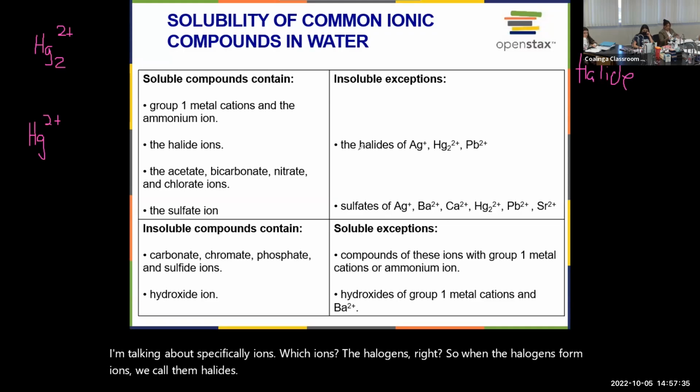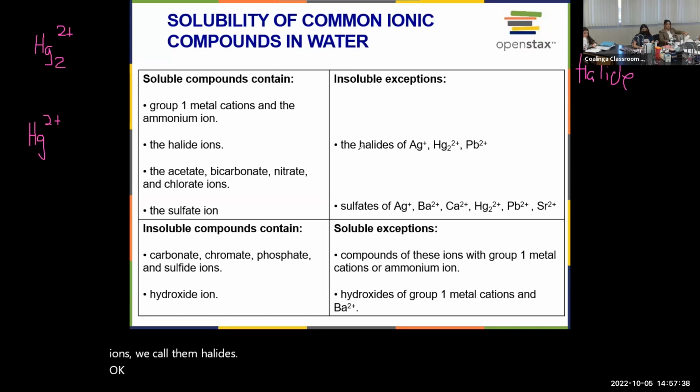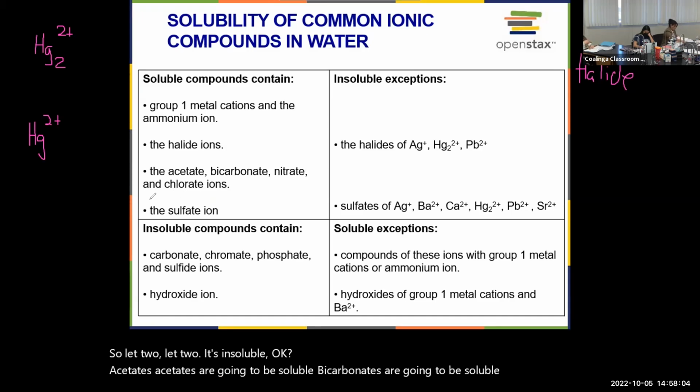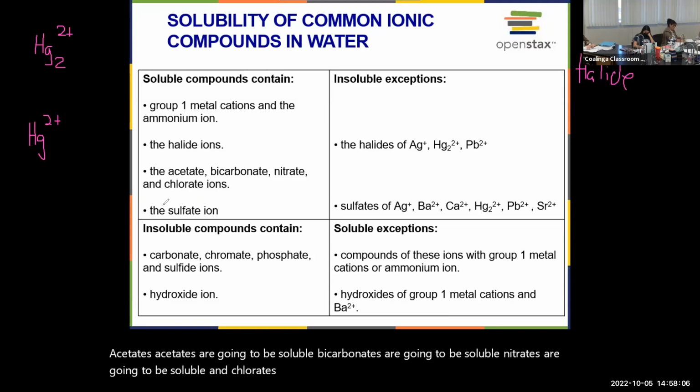Okay. So halides are fluoride, chloride, and so on, group 17. Yes, group 17. Okay. So lead 2, it's insoluble. Acetates are going to be soluble, bicarbonates are going to be soluble, nitrates are going to be soluble, and chlorates are going to be soluble.